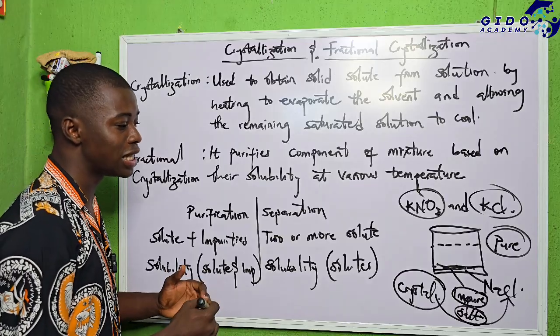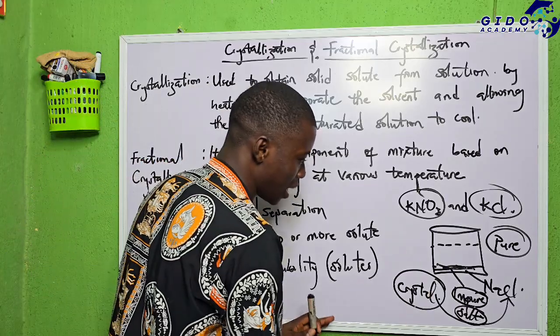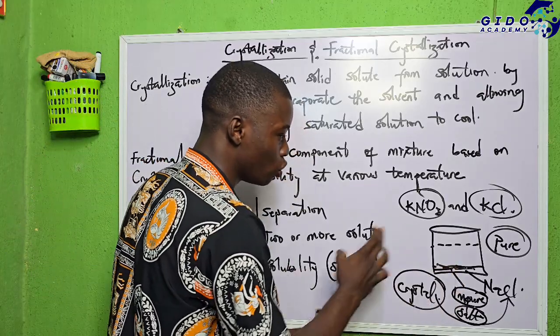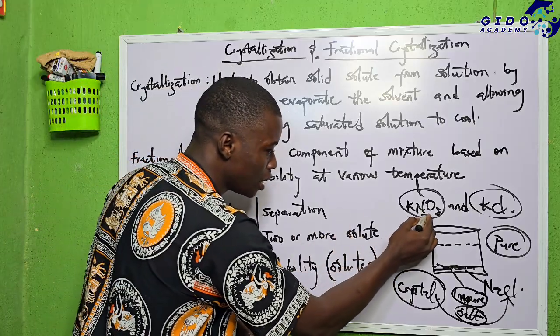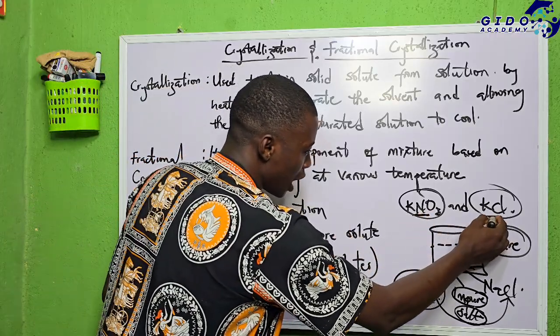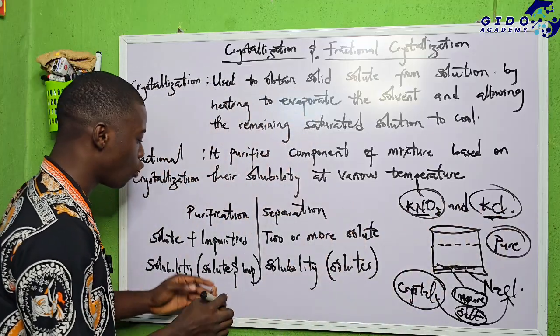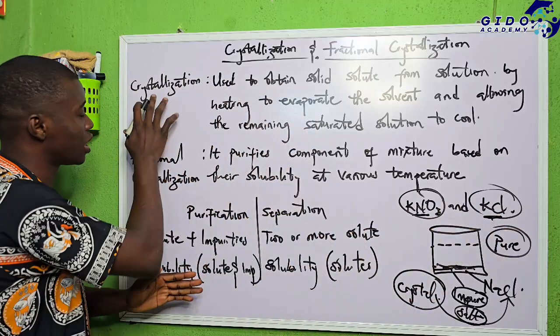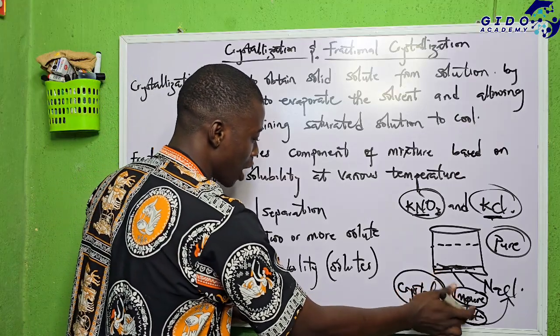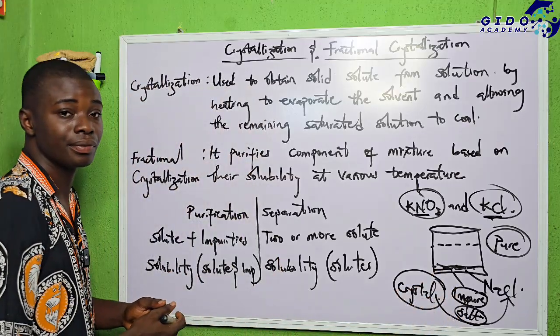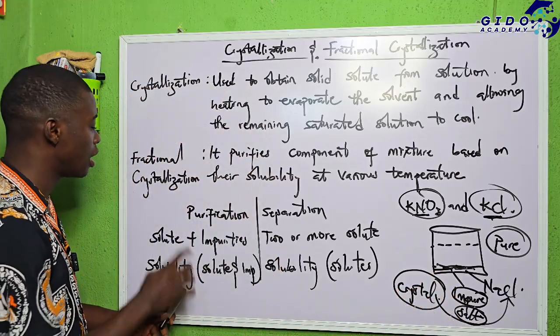So once it is heated, they are still going to form crystals. You will now filter it out. But the major difference is that they have a different solubility. But for crystallization, the solubility difference is between the impure substance and the salt.